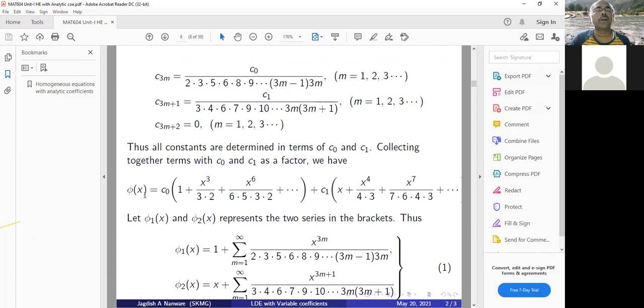Okay, and therefore from all those terms you take C0 common. From all these such terms you take C1 common, and then we will have a solution of this type. And later we denote this first bracket by phi1 of x and second bracket by phi2 of x.